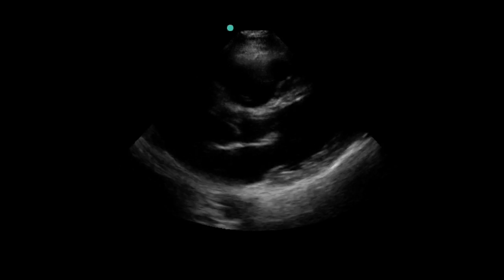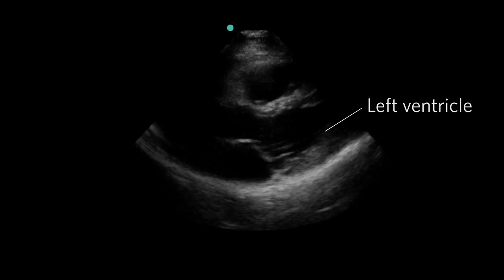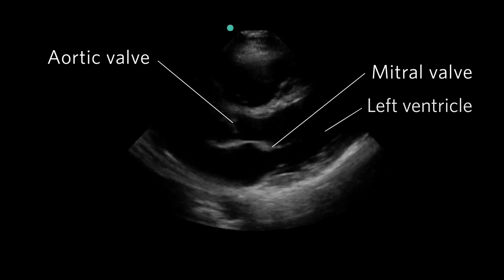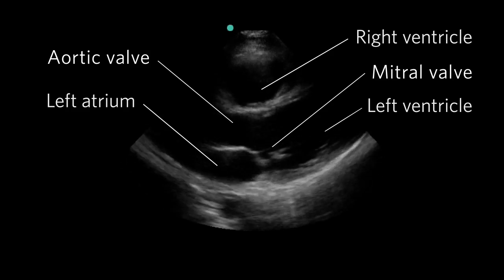Once you've examined the heart for pericardial effusion from a subxiphoid view, the next step in a cardiac ultrasound is the parasternal long-axis view. Here's the image we want to achieve. In this image, you can see the left ventricle, the mitral and aortic valves, the right ventricle, aorta, and left atrium.